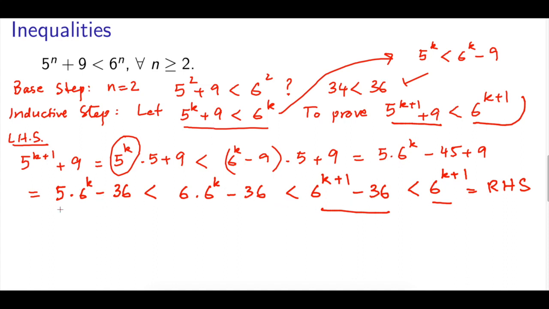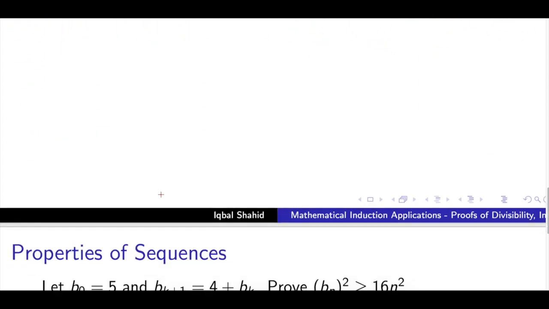So one inequality I used was 5 is less than 6. Then another inequality I used was that 5 to the k is less than 6 to the k minus 9, because of the inductive hypothesis. Okay, so this is about the inequalities. Now let's move on to sequences.